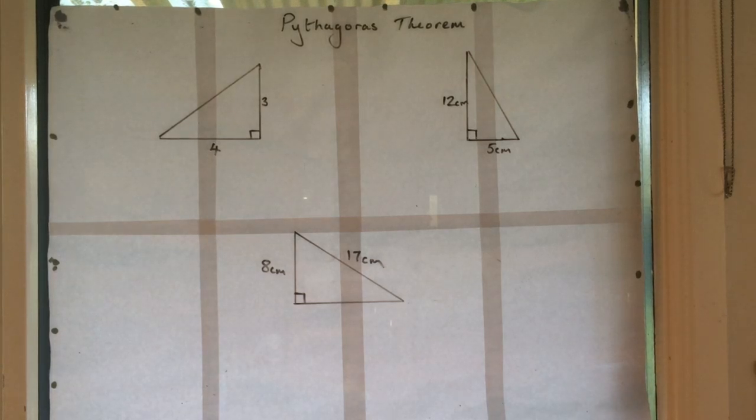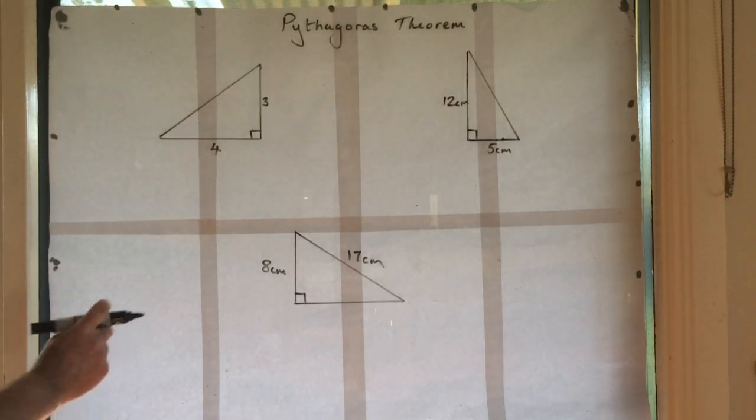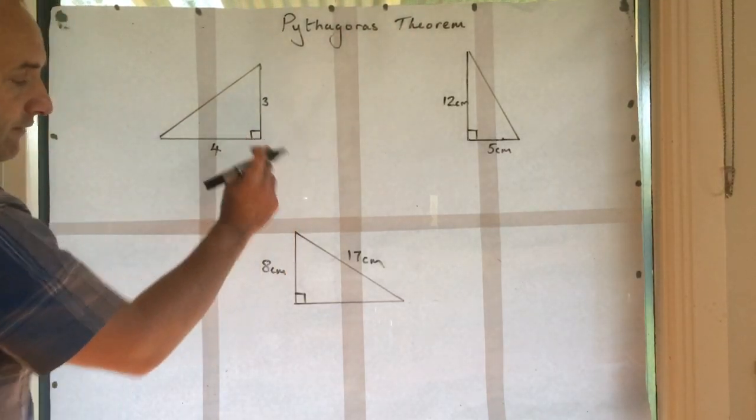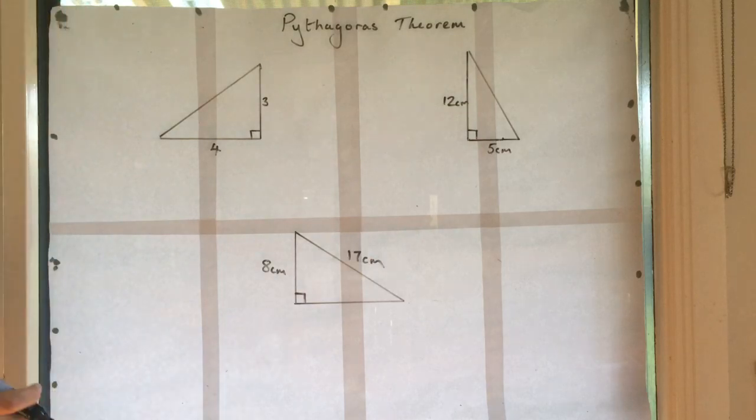So what we're doing today is we're just going to do a little bit of Pythagoras theorem, and we're not going to deal with any proofs. We're just going to make it really, really easy and basic. Okay, so what we know is that we're going to use Pythagoras theorem with right angled triangles.